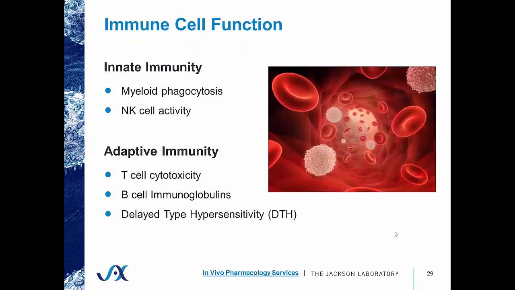Immune cell function has been tested in these models, and functional innate immunity has been demonstrated, including myeloid phagocytosis as well as natural killer cell activity, as well as adaptive immunity, including cytotoxicity from T cells, so CD8 positive T cells, as well as delayed type hypersensitivity. Finally, B cell immunoglobulins. I will say that antibody production has been a limitation of these models in that not much IgG production has been demonstrated, but that is an ongoing research effort.